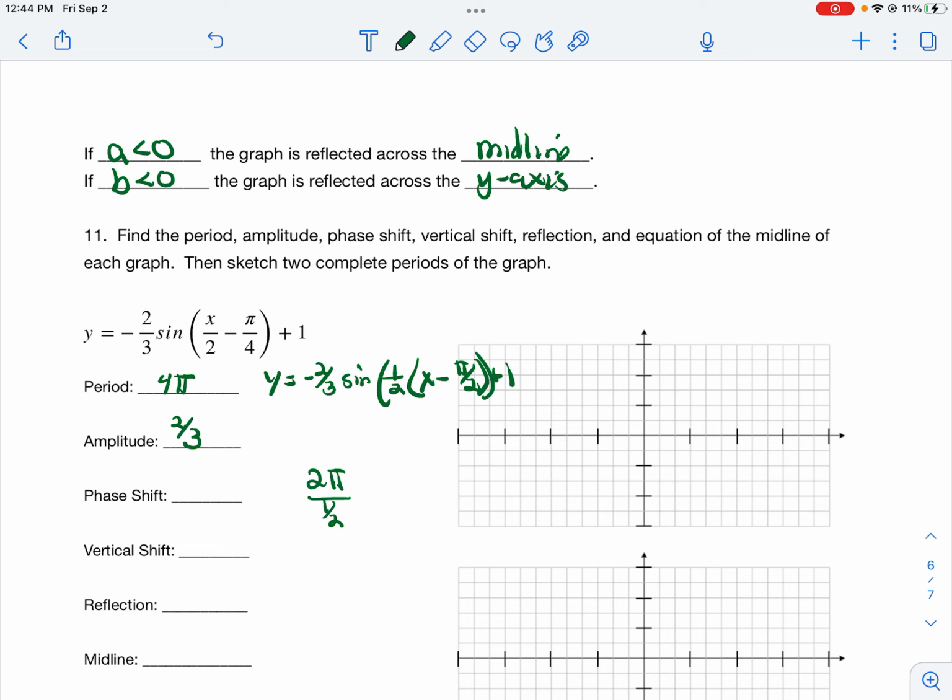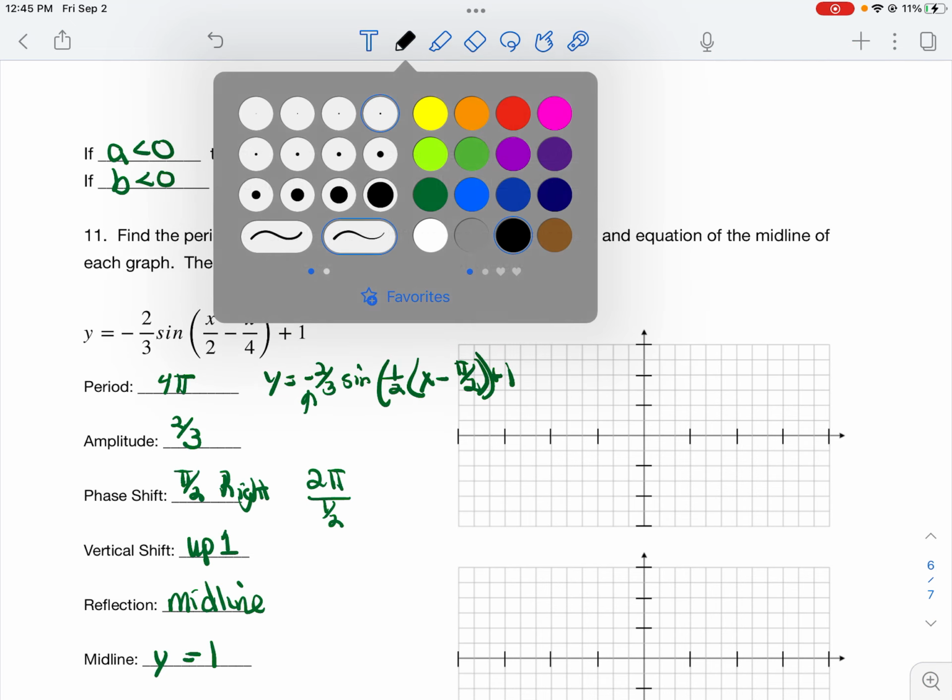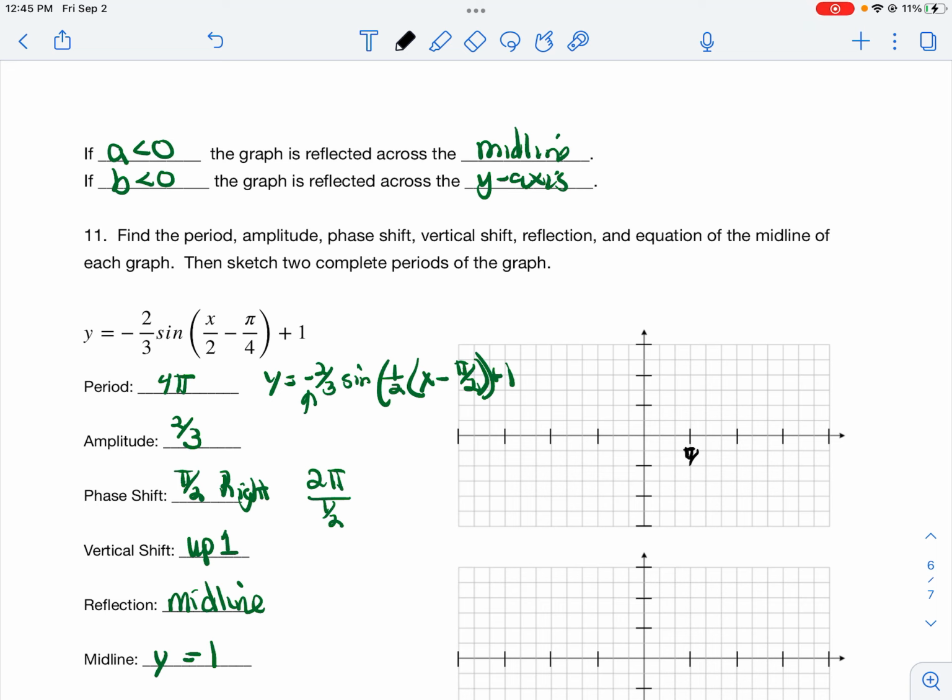Never put negative there. My phase shift is pi over 2 to the right. My vertical shift, okay, that's the up and down movement determined by d, is up 1. And then I have a reflection because this A is negative, and we have a reflection across the midline. So midline reflection. And the equation of the midline is y equals d, or y equals 1.